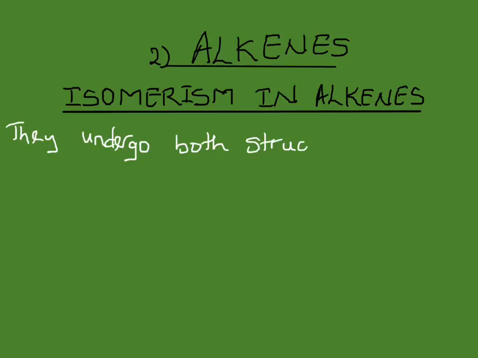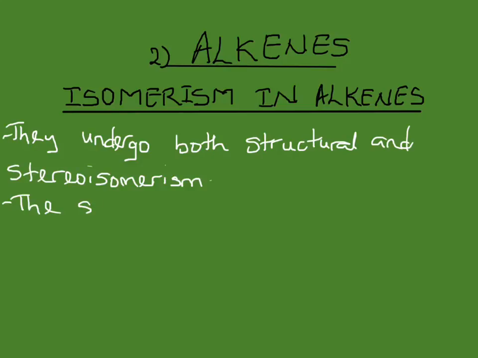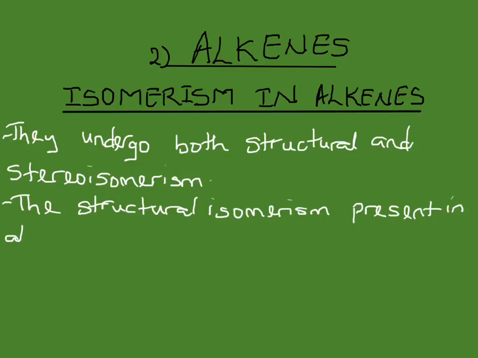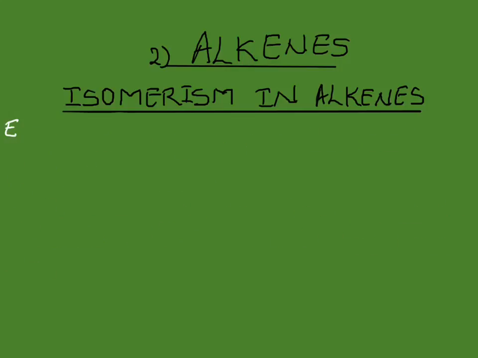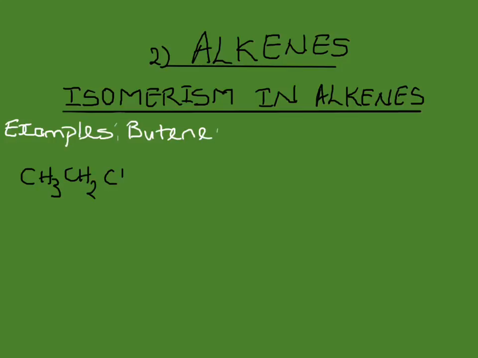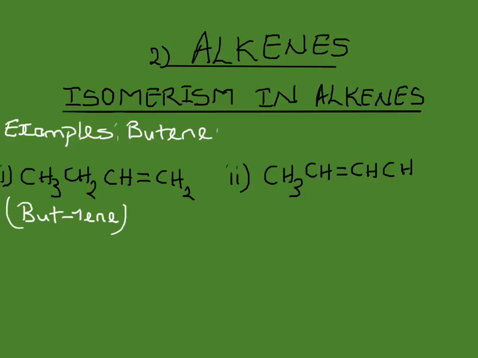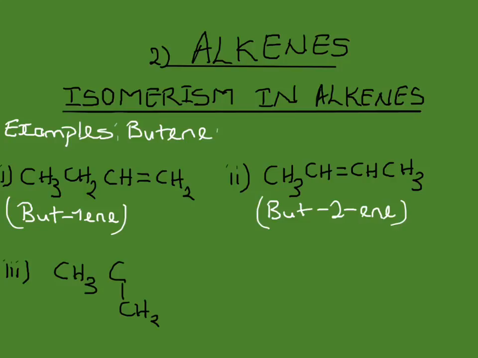They undergo both structural and stereoisomerism. The structural isomerism present in alkenes is position and chain isomerism. Let's look at the examples there. The first one we're going to look at is butene. You can see the various structures there. The first one shows but-1-ene, and the second one shows but-2-ene.